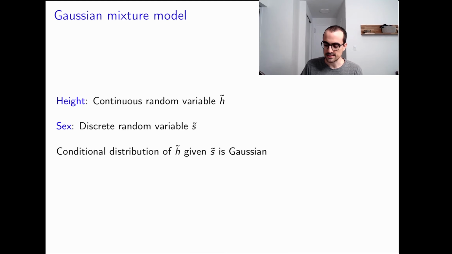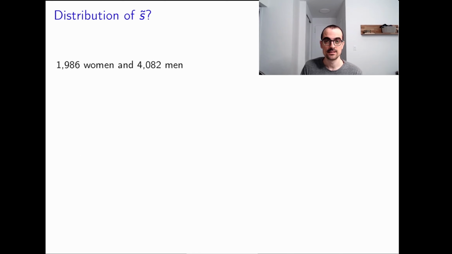So what we're going to do is we're going to say, okay, height is this continuous random variable h, and it depends on the sex of the person. So we think that is an important factor that is going to determine the distribution of height. So we model it. We incorporate it into our model as a discrete random variable s. And now what we're going to assume based on this preliminary analysis is that the conditional distribution of h, the height given sex, is Gaussian. Okay, so that's basically the idea.